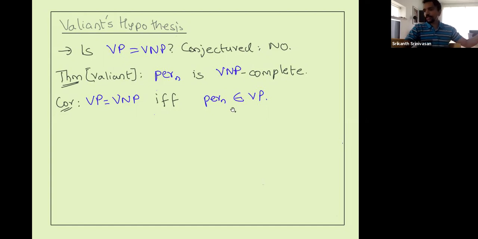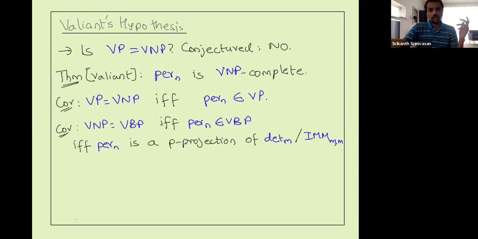If you want to know why we are always thinking about the permanent versus determinant, it's because the permanent is VNP complete. The permanent is the hardest problem in this very large collection of explicit polynomial problems, and it has polynomial size algebraic circuits if and only if all the problems in VNP have efficient algebraic circuits. Okay, so that's about VP versus VNP.